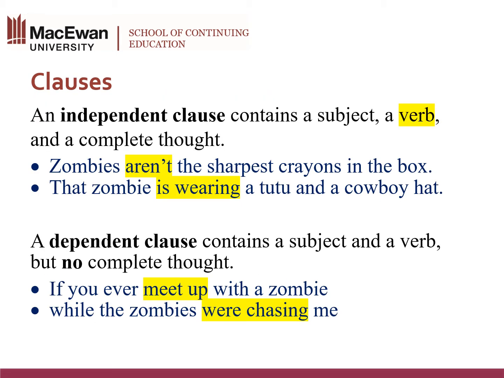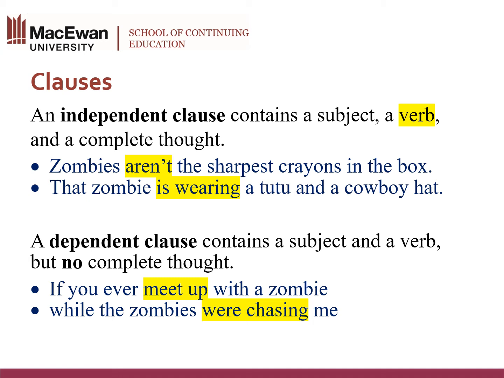So then we get into clauses, and there are two main types of clauses, the independent clause and the dependent clause. The independent clause has a subject, a verb, and a complete thought. That's the important point. Zombies aren't the sharpest crayons in the box. That zombie is wearing a tutu. I've got the verbs in yellow.